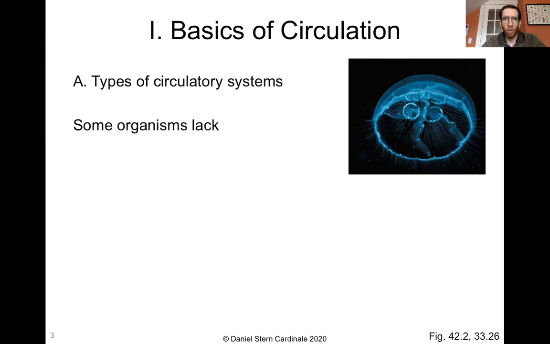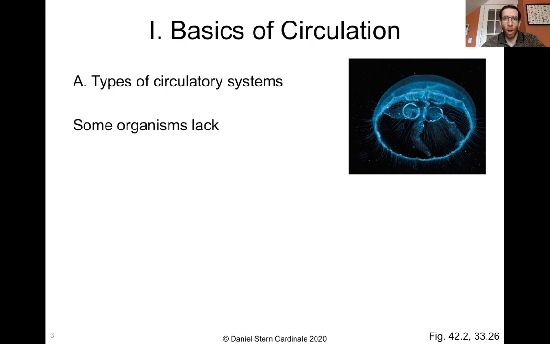As usual, we're going to start today looking at the big picture, so we'll cover the basics of circulation and circulatory systems, starting with the types of circulatory systems. Now, the first thing is that some organisms don't have circulatory systems. They don't need them. As we've said, if you're small, if you're simple, if you're flat, you don't need a circulatory system to move things throughout your body.